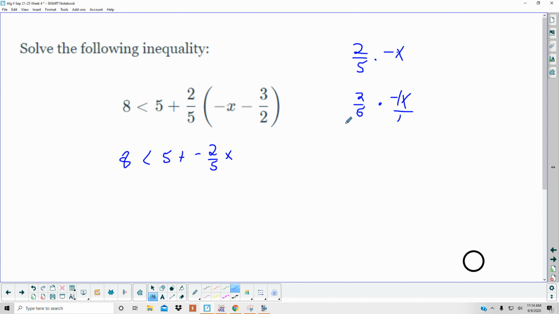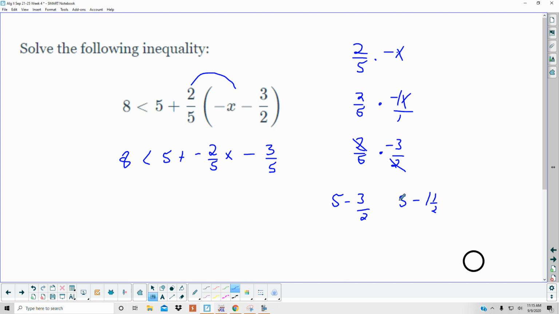Okay. Now you've got the 2/5 times the -3/2. So 2/5 times a negative 3/2. The 2 cancels out. So you're just going to multiply straight across. So that's minus 3/5. These are on the same side. 5 minus 3/5. So I can just combine them. Minus 3/5 is the same thing as 5 minus 1.5.